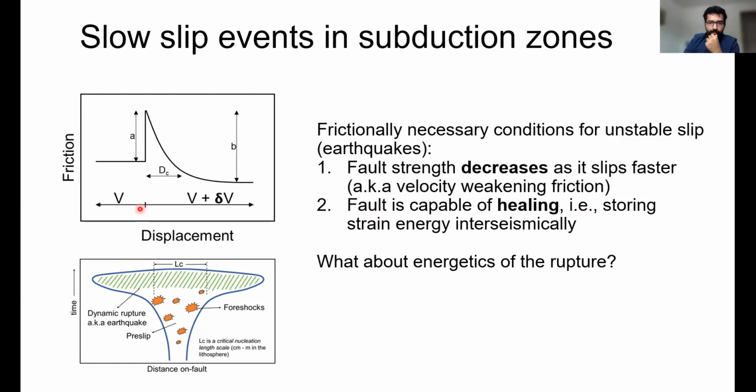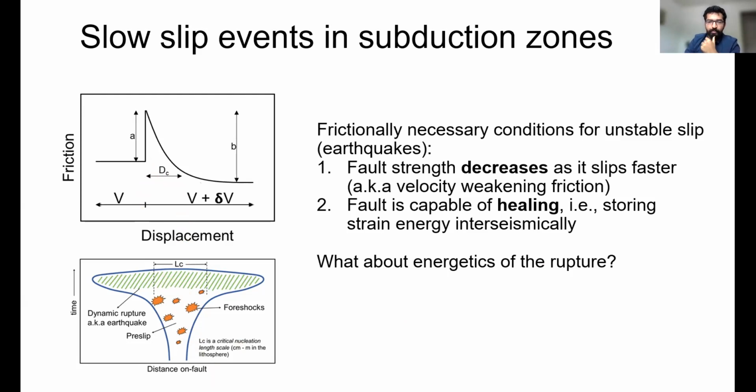So in this plot on the top left, when I increase the sliding speed of the fault in an experiment, the friction first increases and then decreases to a new value. So what my first requirement says is that this new strength has to be lower than the previous value. And we measure this in the lab as this A minus B term. So this change in strength will take place over a distance called d sub c, which is this here. And this is directionally proportional to this LC or H star length scale in earthquake nucleation models.